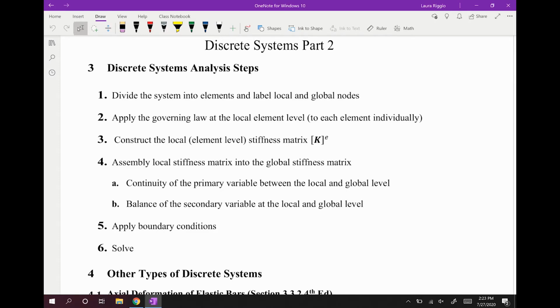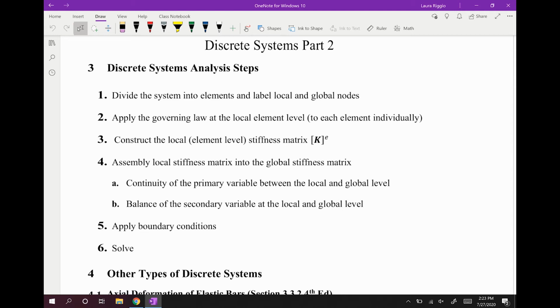In this lecture, we're going to continue our discussion of discrete systems. As a reminder, there are 6 steps in all discrete system problems. The first one is to divide the system into elements and label the local and global nodes. Then we apply the governing law at each local element level, which means we apply it to each element individually. Then we construct the local stiffness matrix based on our governing laws and the properties for each individual element.